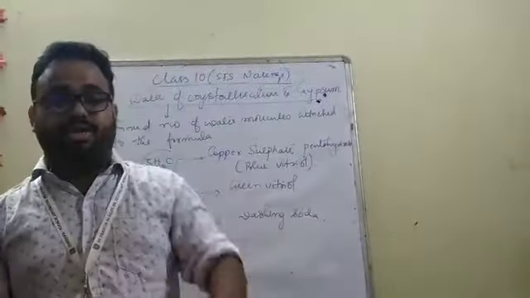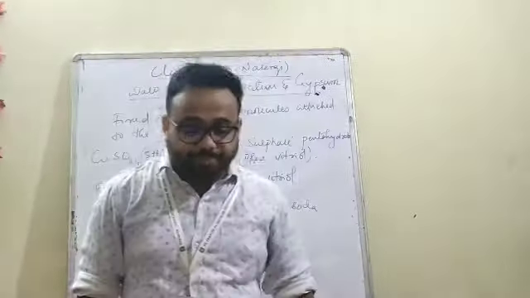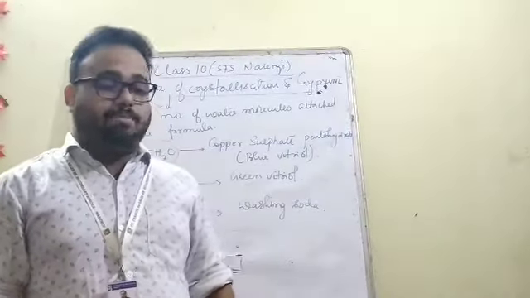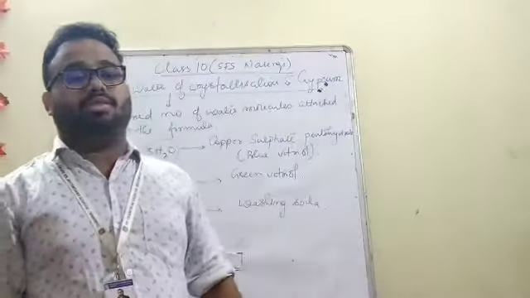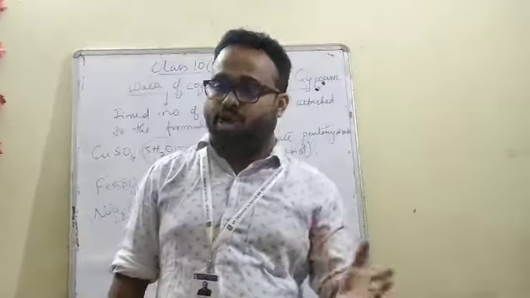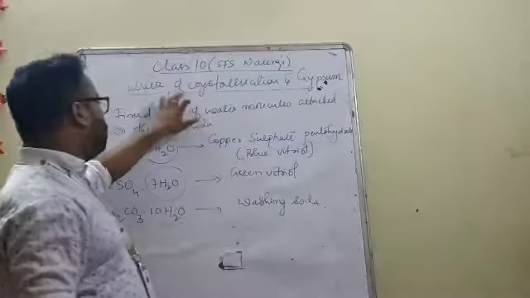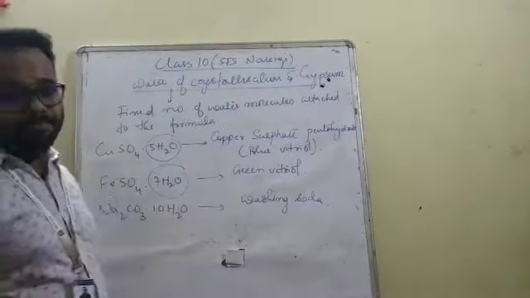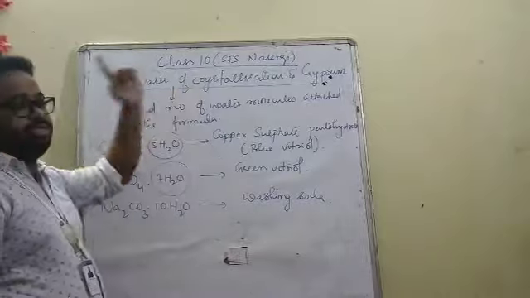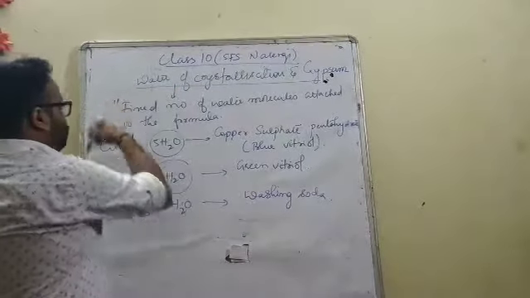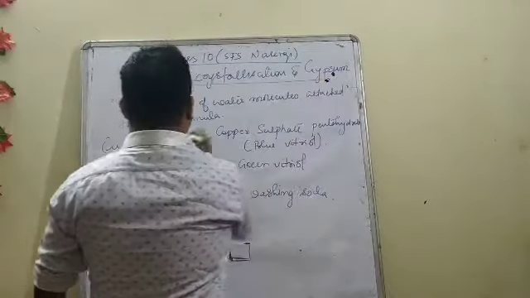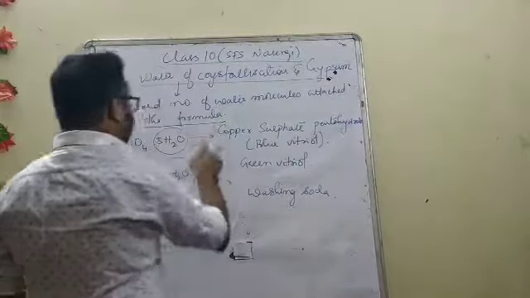So these are the things we did yesterday. I did a small recap on that. Washing soda, baking soda and bleaching powder are the three components which we did after the chloralkali process. And today we start water of crystallization and gypsum. Now what is water of crystallization? Water of crystallization is a fixed number of water molecules attached to the stoichiometric formula of the compound.